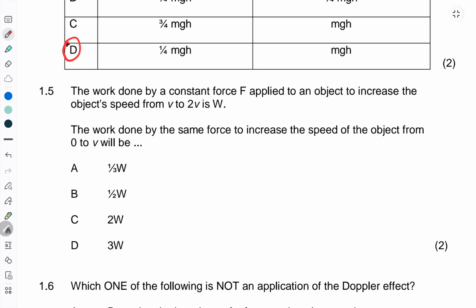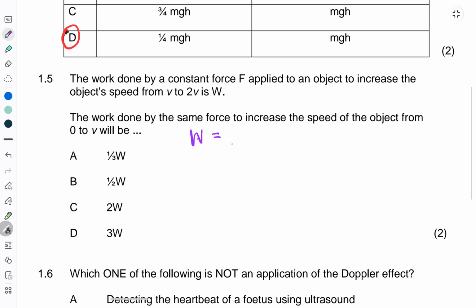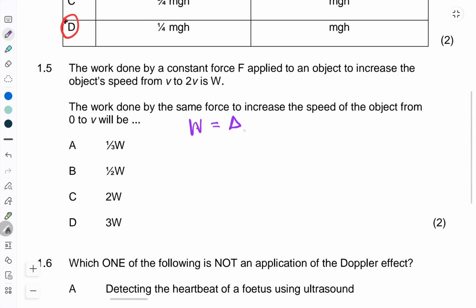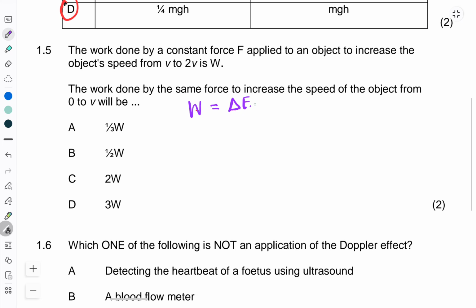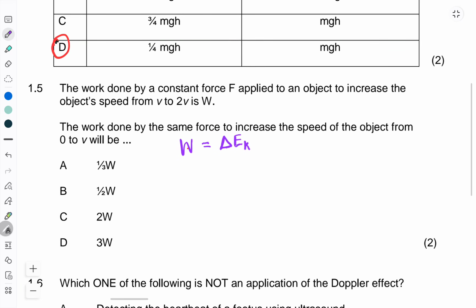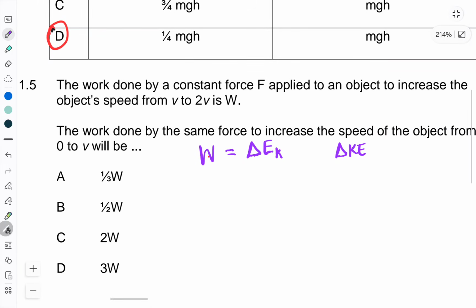Remember that the net work done is the same as the change in kinetic energy. Some people write kinetic energy as E sub K, and some prefer to write it as KE. It's up to you and your textbook or what your teacher prefers, but I prefer E sub K for kinetic energy and E sub P to represent potential energy.